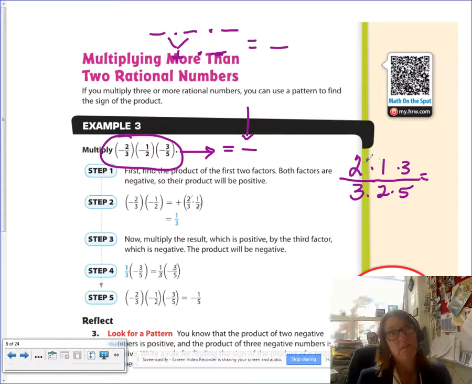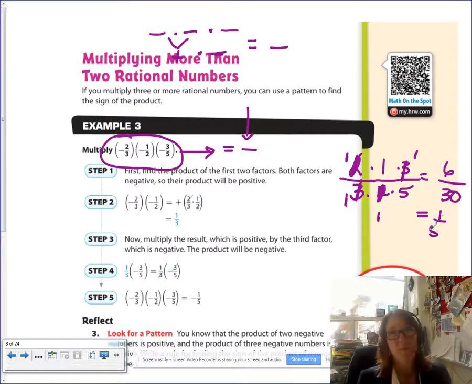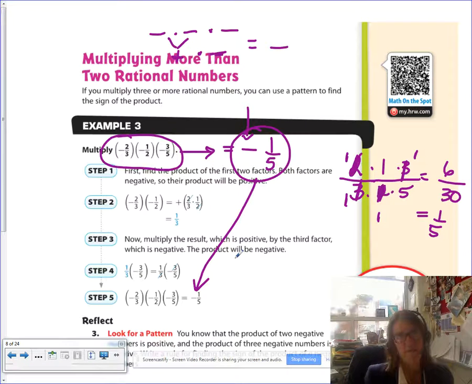All right, if you want, 2 times 1 times 3 is 6. 3 times 2 is 6. 6 times 5 is 30. And then get this in simplest form. The 2 in the numerator can divide the 2 in the denominator and give you 1. 3 in the numerator and 3 in the denominator divide out to be 1. In simplest form, this is 1/5. Sweet. I come over here. I know my sign has to be negative. Sure enough, there you go.